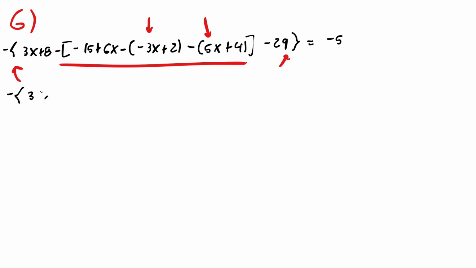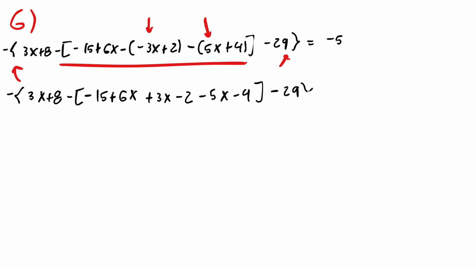Negative, you know what comes next, right? So, we are already hitting our first parenthesis. What do we do? Negative times negative is positive 3x, and then negative 2. Now the second parenthesis, minus 5x minus 4. We have already done the parentheses. Now let's start with the brackets.